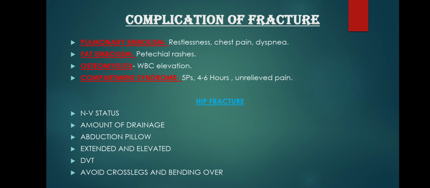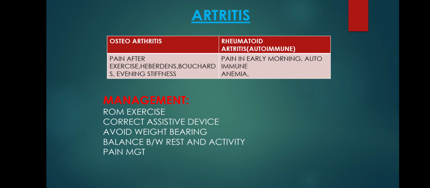Hip fracture. When we see a hip fracture, the first thing we can identify is which part of the hip is involved. For example, if the left hip is injured or fractured, then we can see the left leg is shorter than the right leg. This is the first sign we can identify in a hip fracture. Neurovascular system will be affected. Amount of drainage, abduction pillows, extended and elevated, DVT, avoid crossing legs or bending over.